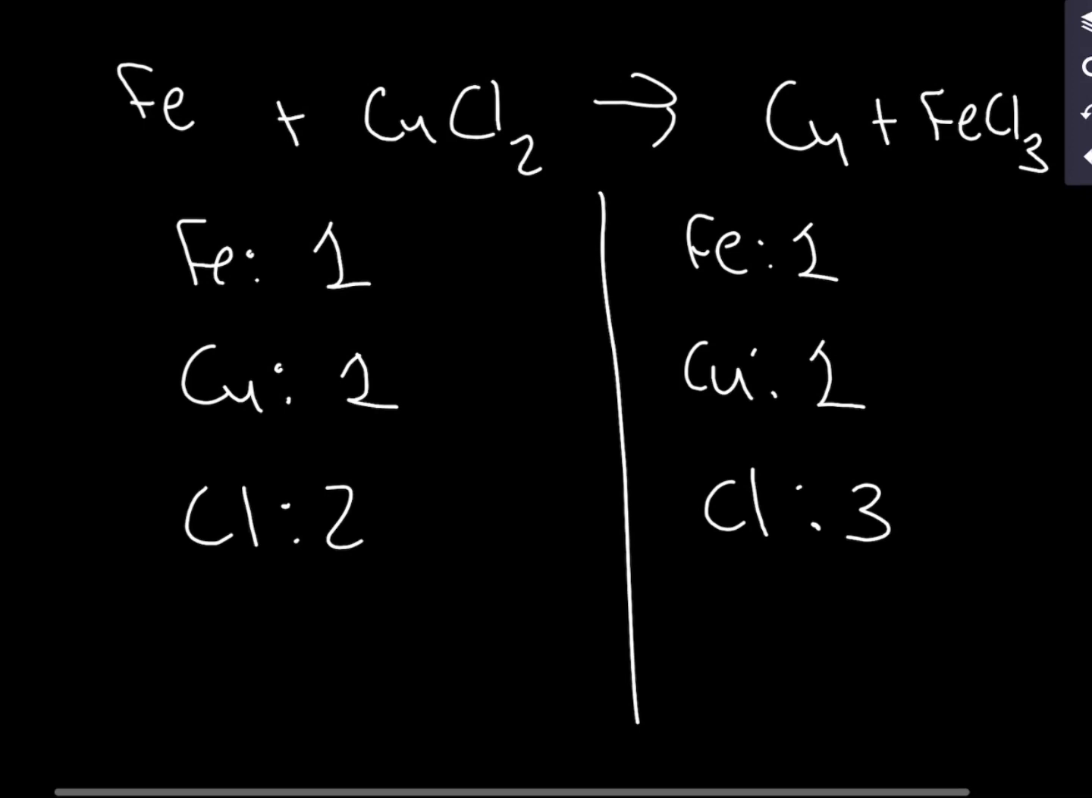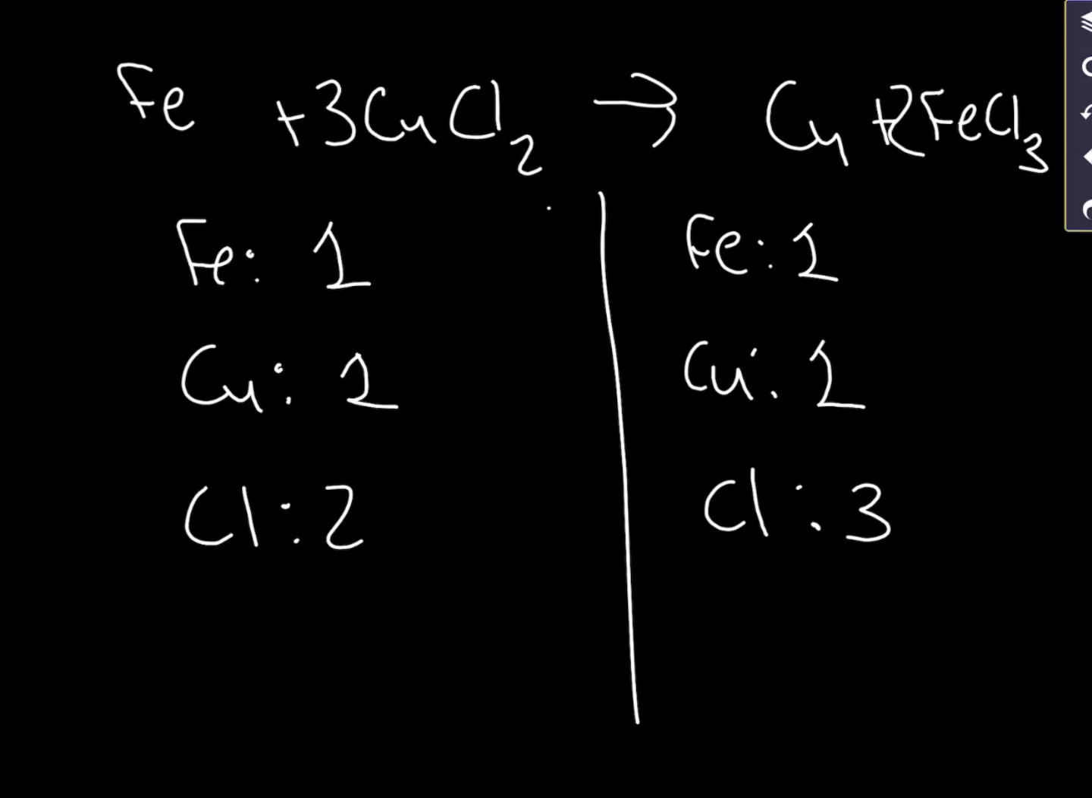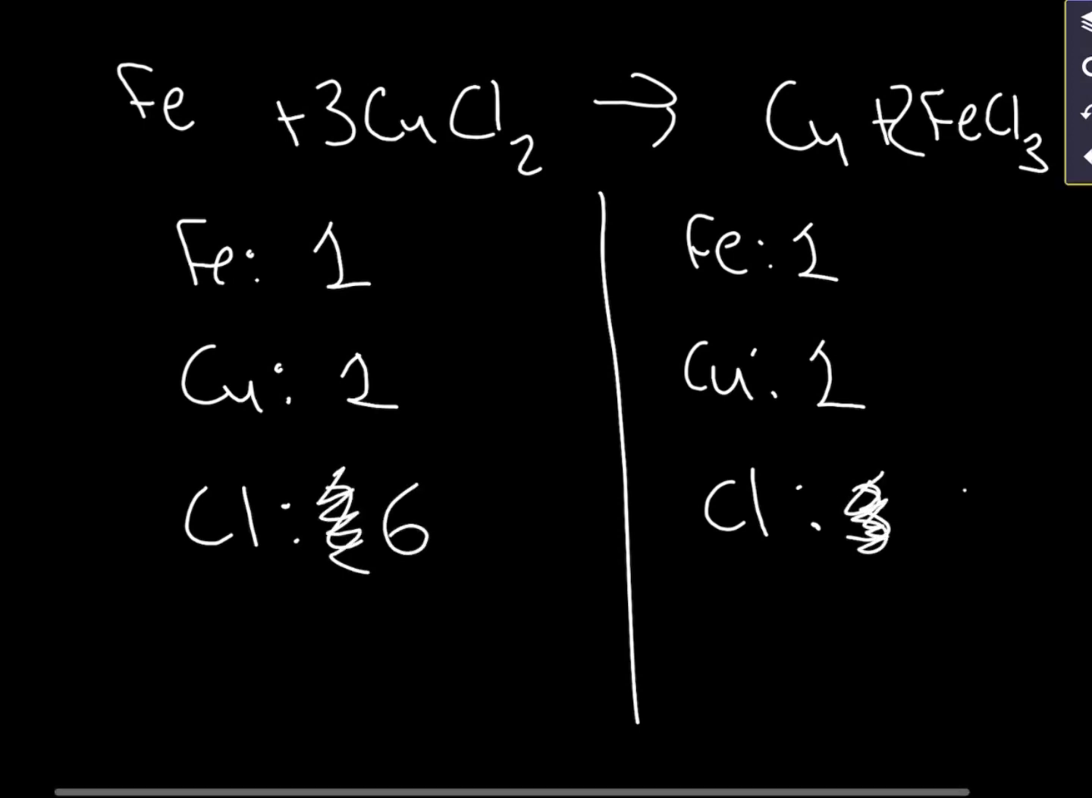Well, we ought to balance out our chlorine atoms first. So once again, it's a situation where we have this 2 and a 3. And you already know what we got to do. Put a 3 here, put a 2 here. 3 times 2, that's 6. 2 times 3, that's 6. So now our Cl atoms are going to be balanced. They're going to be 6.